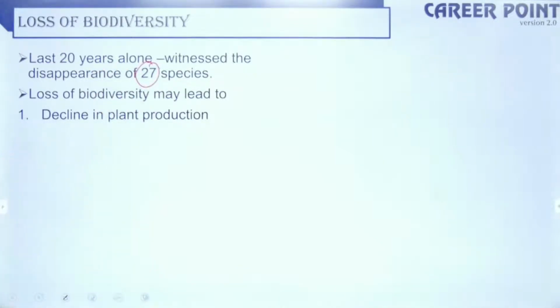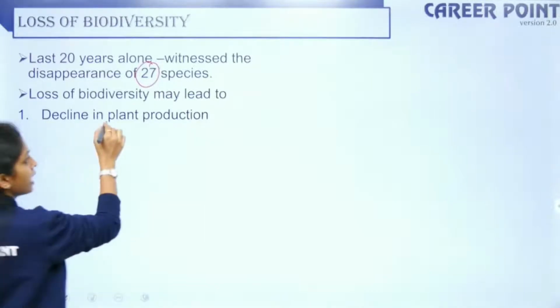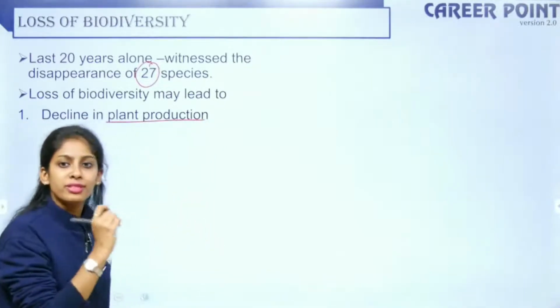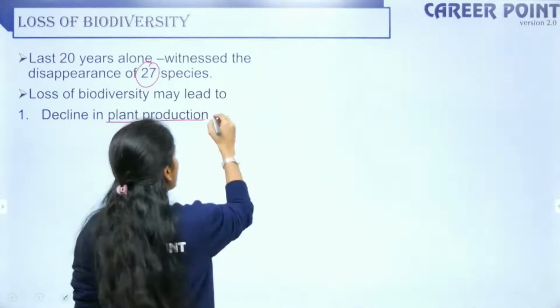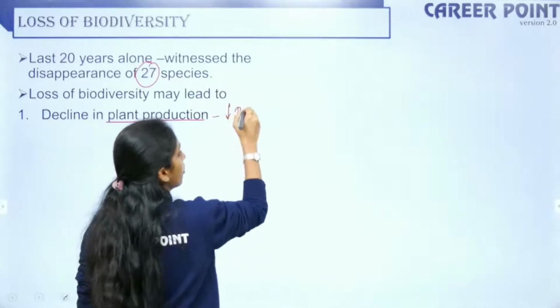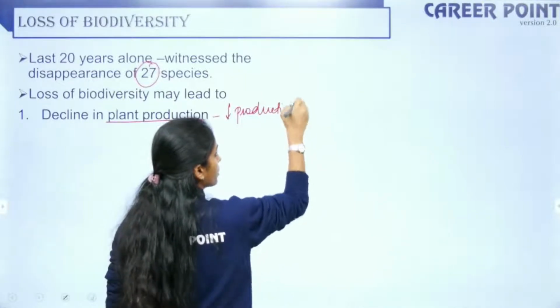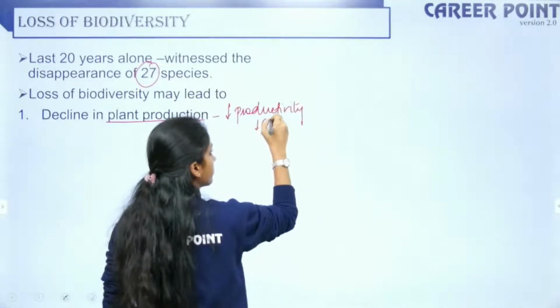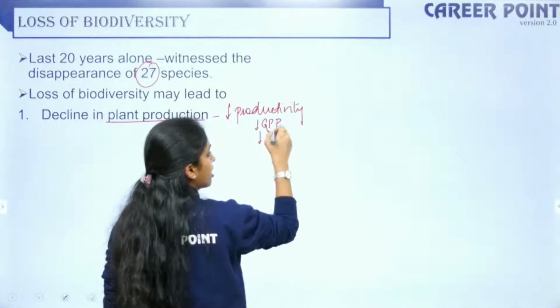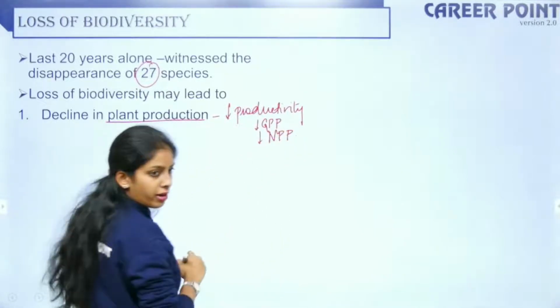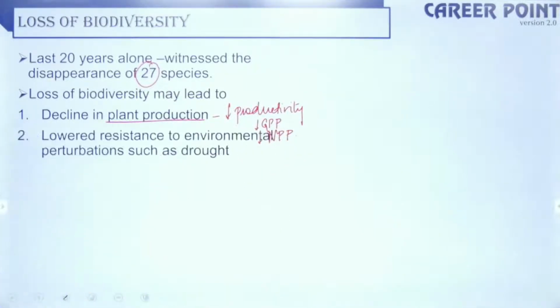Okay, so loss of biodiversity may lead to decline in plant production. If you have a decline in plant production, that leads to the decrease in the productivity of your ecosystem. So the gross productivity reduces. Thus, it in turn reduces the net primary productivity. So, these are some of the reasons.